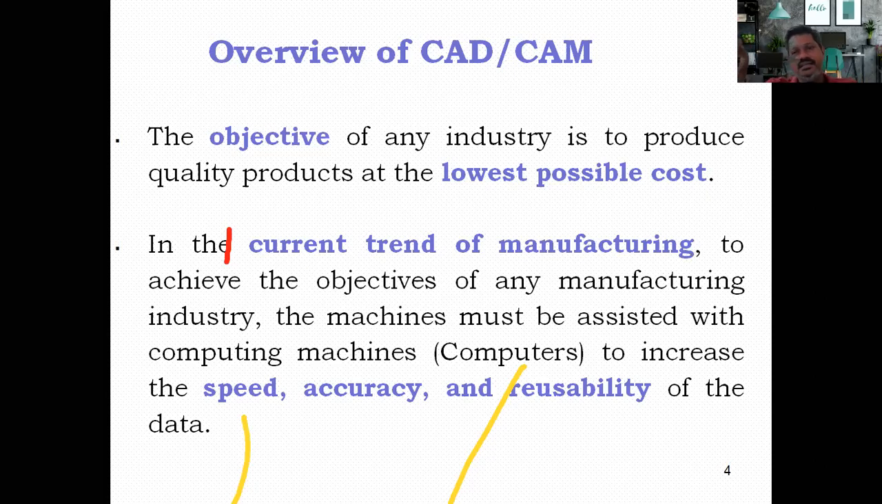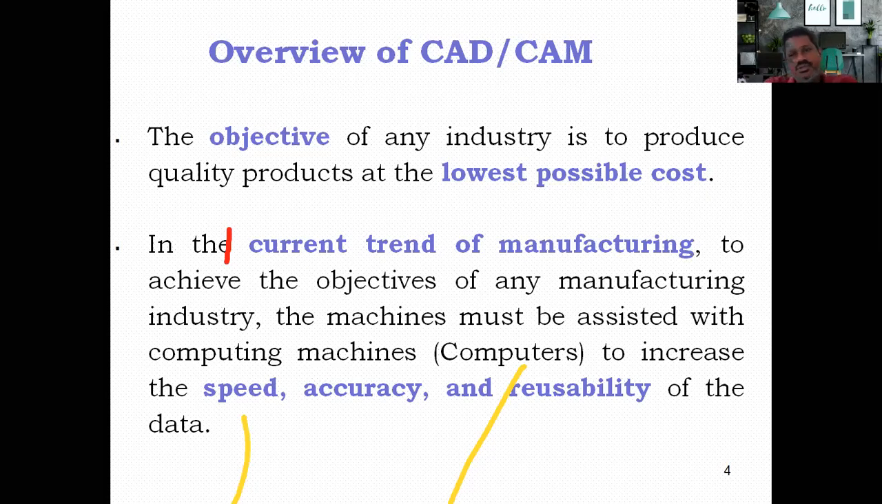So instead of designing the coupling right from scratch, you already have a design that transmits 10 kilowatts power and connects 100 diameter shafts. So take that design data and modify it according to your requirement. That is what reusability is. So this data must be reused.